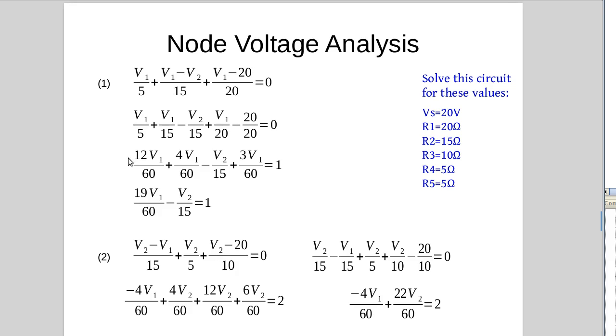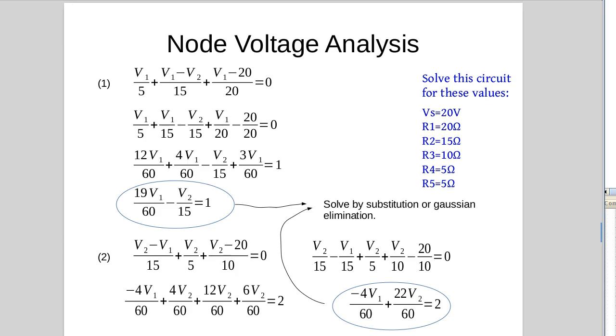So we simplify this down until we get to this equation here, where we've brought all the V1 terms together and all the V2 terms together. We do the same for equation 2. We put all the numbers in. We start simplifying until we end up with all the V2 terms together, all the V1 terms together. So we're going to solve these two equations.